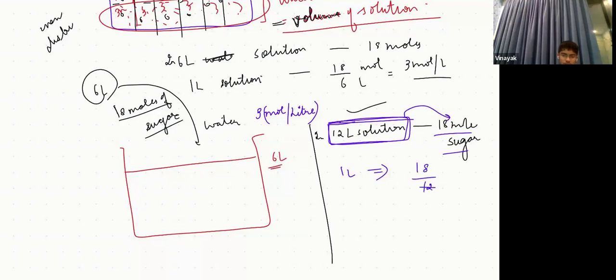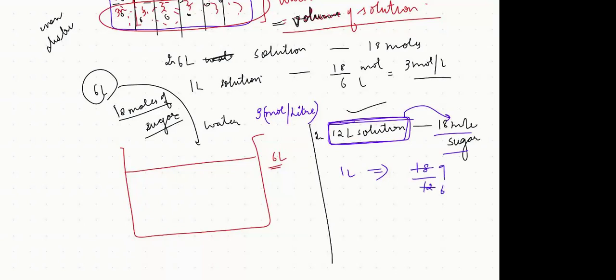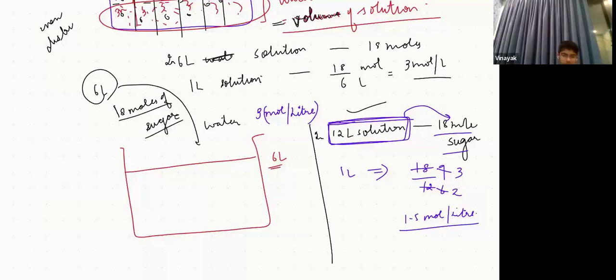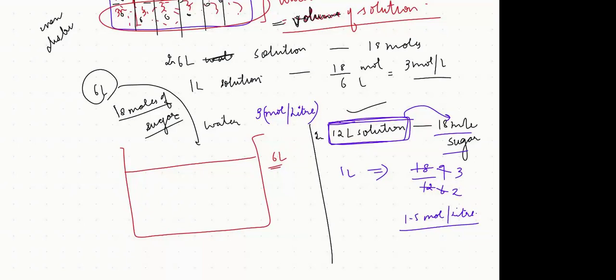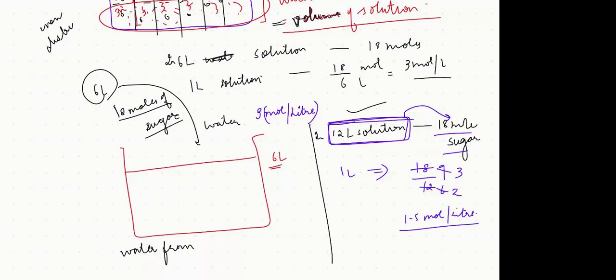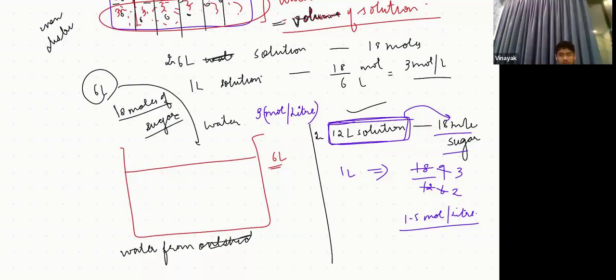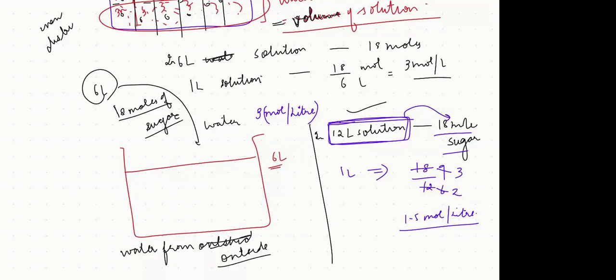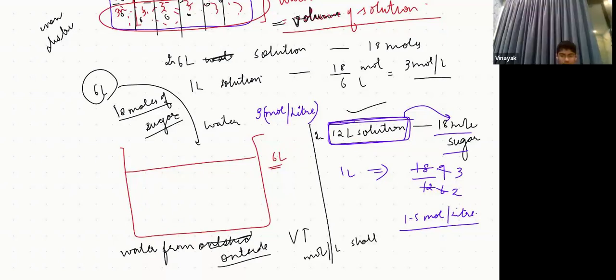2 6s are 12, and 2 9s are 18. So that is going to be 1.5 moles per liter. Are you understanding? Got my point. So now you tell me, adding water from outside shall do what? Decrease the concentration, right. Adding water from outside shall increase the volume, but moles per liter shall decrease.